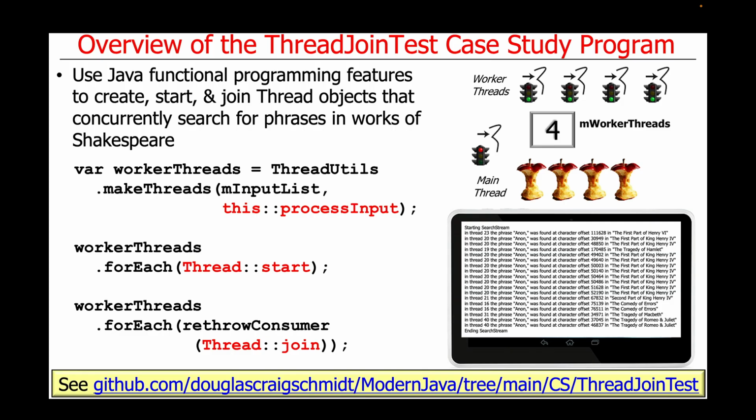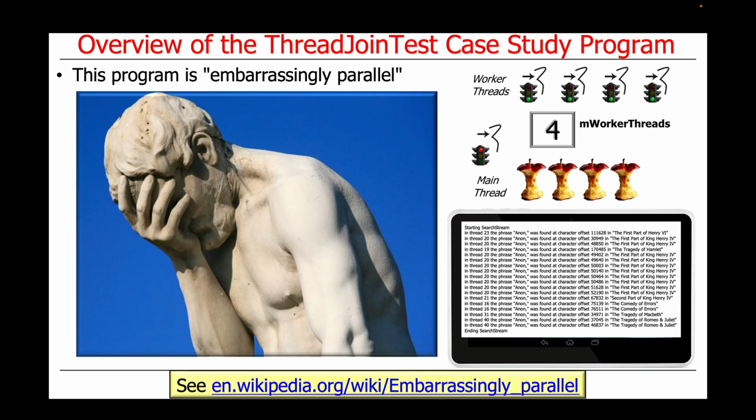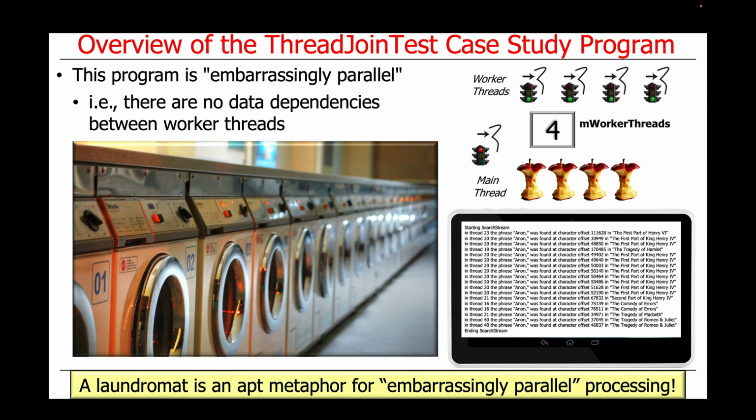This program uses Java functional programming features to create, start, and join thread objects that concurrently search for phrases in the complete works of William Shakespeare. As shown on this slide, we pass method references to various methods to create, start, and join these thread objects. This program is designed to be embarrassingly parallel. That means that there are no data dependencies between worker threads.